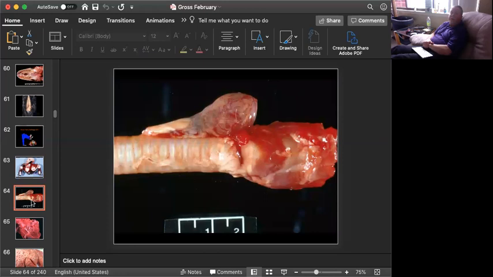Slide number 2 is tissue from a cat. Can you give me a morphologic diagnosis?